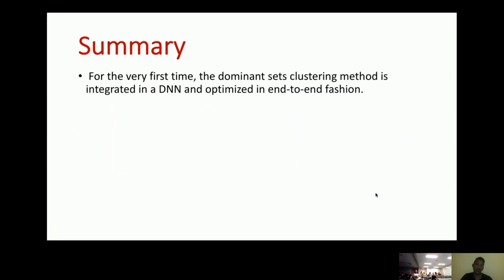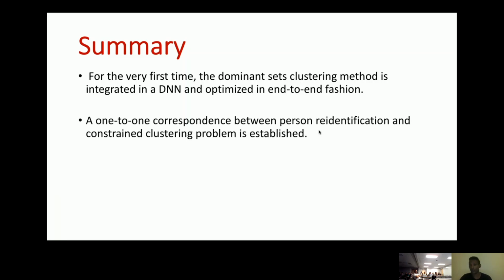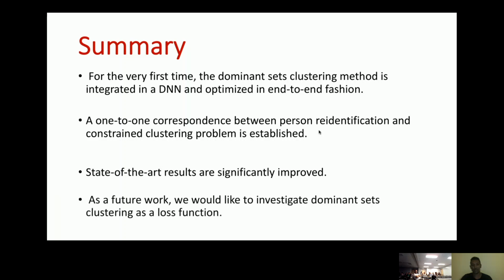To summarize, for the very first time, we integrate a well-known graph-theoretic clustering method called dominant set in a twin manner, and we optimize it in a twin fashion. A one-to-one correspondence between person re-identification and constrained clustering is established, and it significantly improved the state-of-the-art performance. As future work, we would like to investigate dominant set clustering as a loss function.